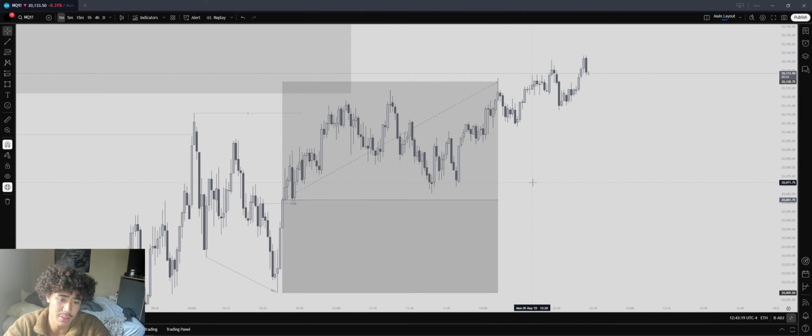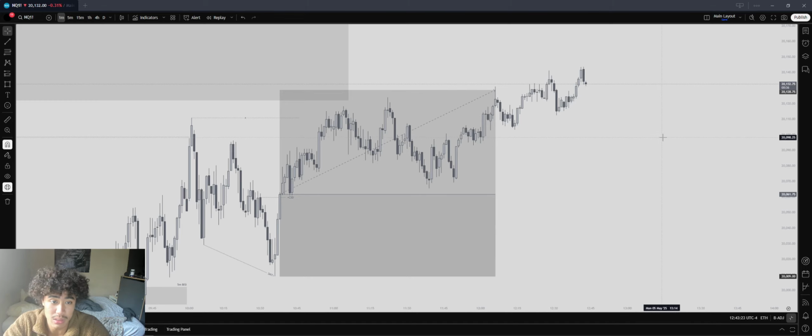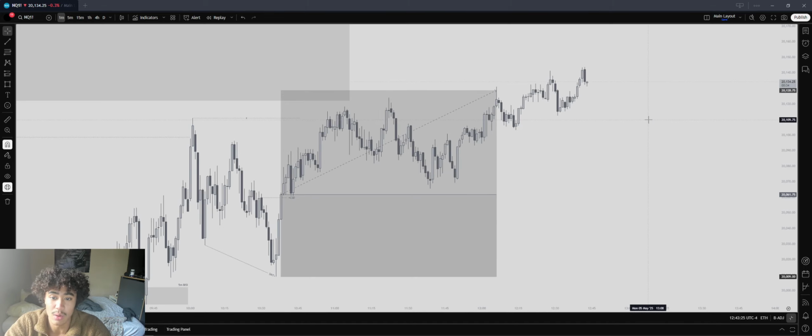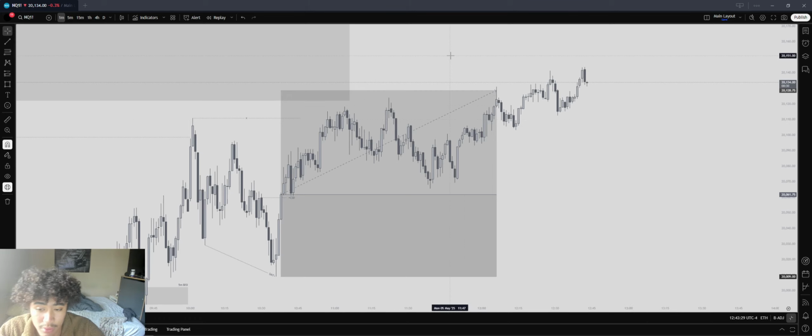I'm still not sure what price action wants to do for the rest of the trading day, but we're going to see. Well, I'm not going to see because I'm not going to be staying on the chart. However, yeah, that was today's trade, and pretty good trade, great trade. Going to go journal that as well.